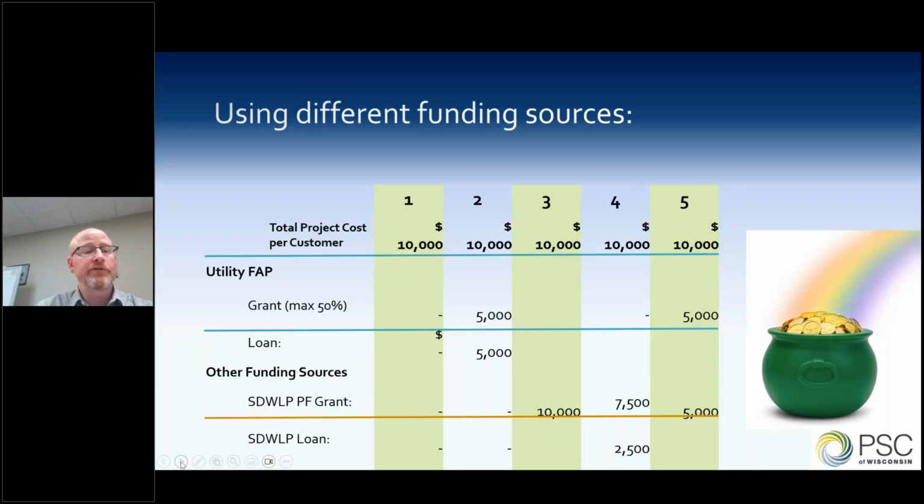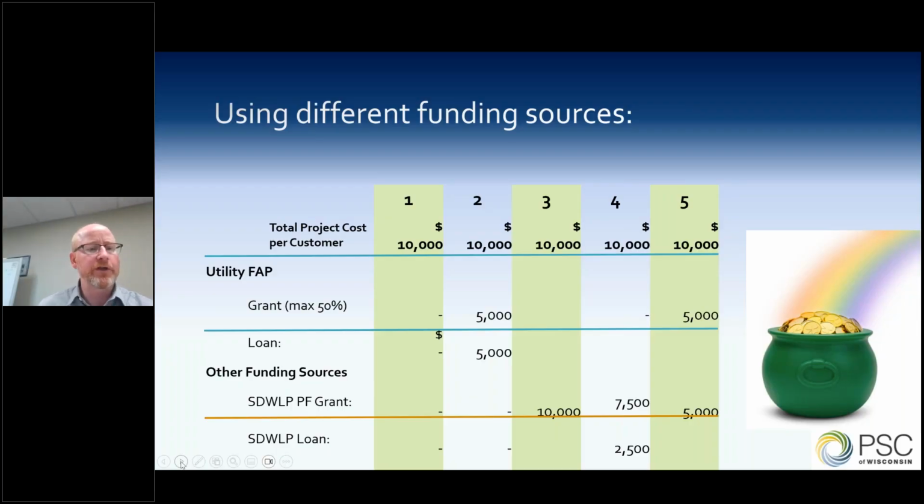Okay, so this is meant to show some scenarios, and I'm trying to get at one particular issue here: this question of, can you combine funding sources for the removal of private side lead service lines? You can see that there's 5 scenarios, and you can see the $10,000 across the top. Let's just assume that the average cost of a lead service line removal for the private side is $10,000. On the left-hand side, you'll see a couple of different funding sources: the utility FAP, both the grant and the loan, and then other funding sources.